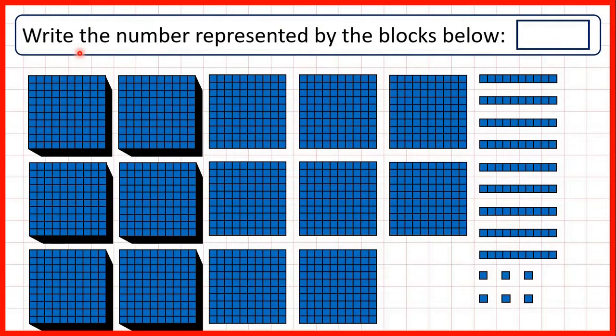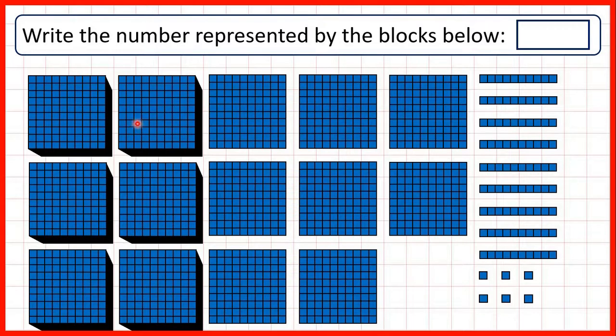We need to write the number represented by the blocks below. So we can see that here we have ones, tens, hundreds, and we also now have these blocks here, which are thousands. And the way to think about a thousands block is to imagine 10 of these hundreds blocks stacked on top of each other, because 1,000 is the same as 10 hundreds.